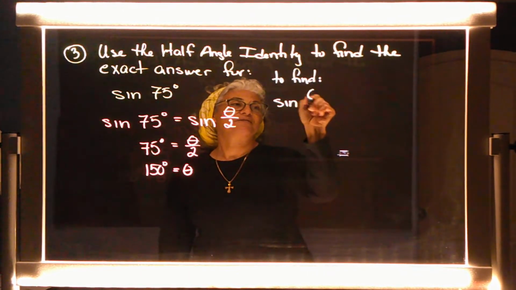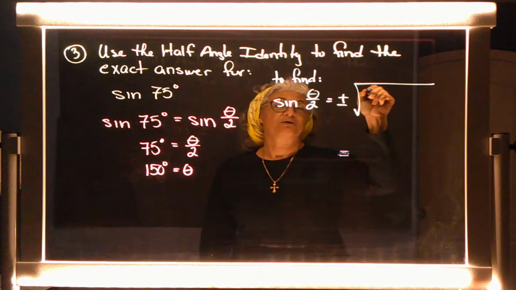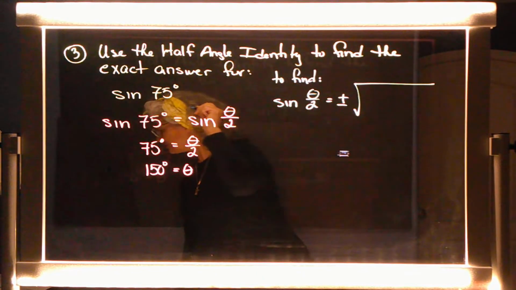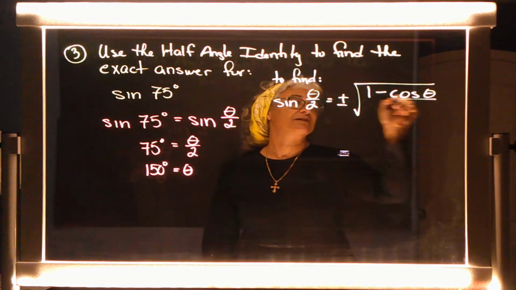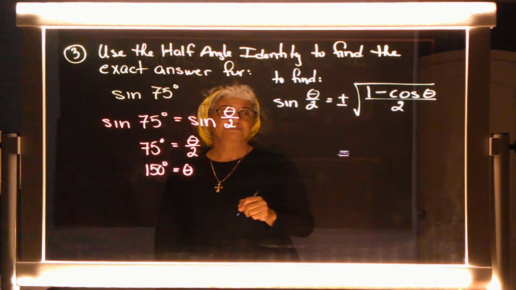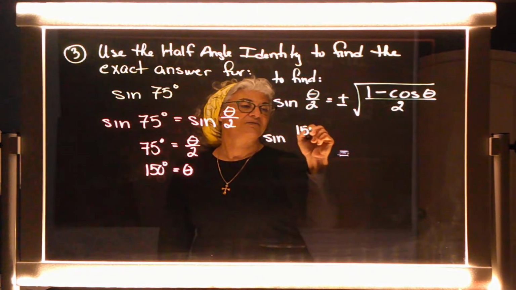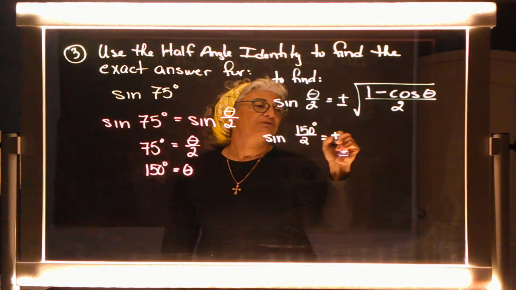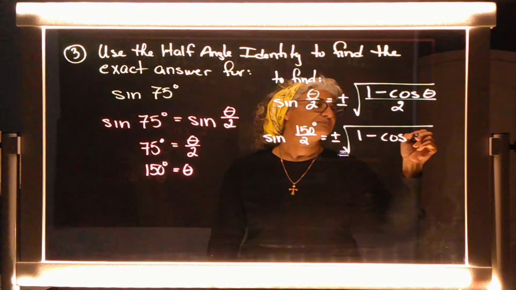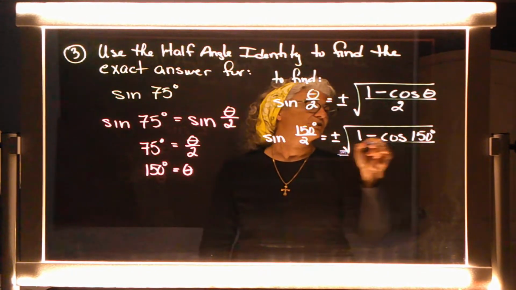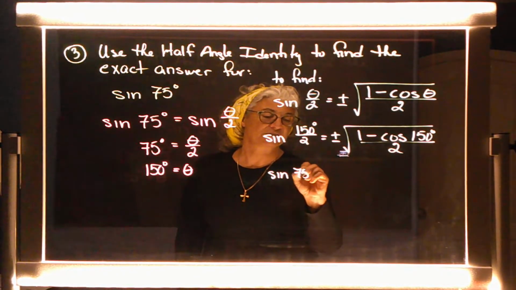The sine of theta over 2 is found by taking plus or minus the square root of, what is it? 1 minus? Let me take a quick look. Yep. 1 minus the cosine of theta, right? We just said theta was 150 degrees, which means the sine of 150 degrees over 2, right? Plus or minus the cosine of 150 degrees over 2. On the left, this would be the sine of 75 degrees, wouldn't it?